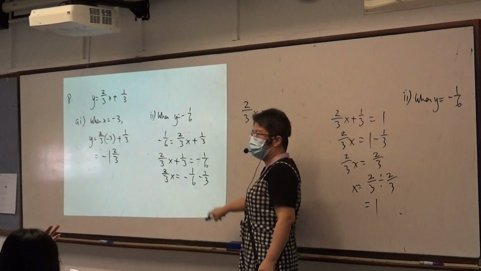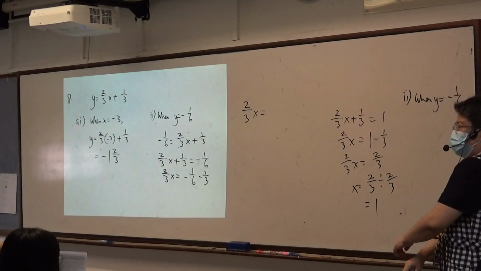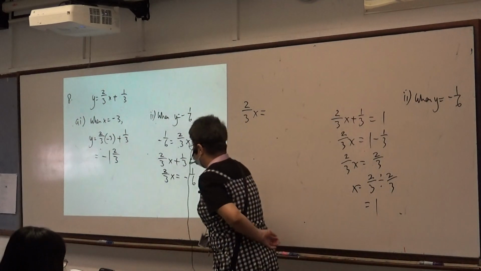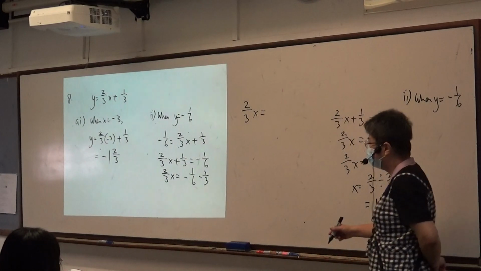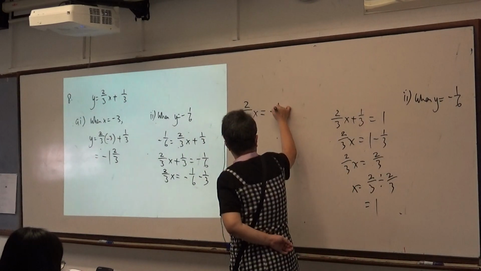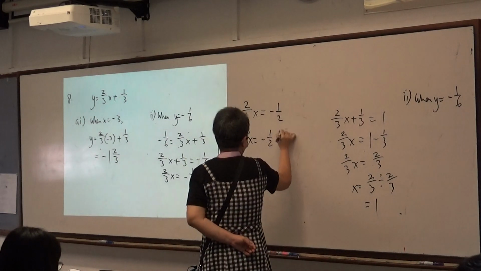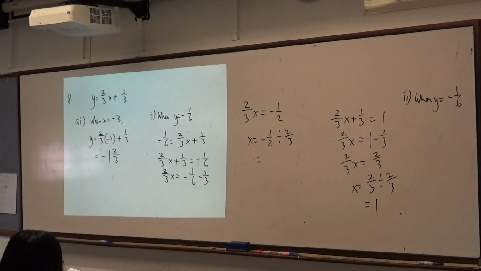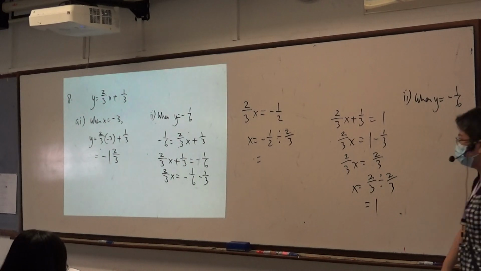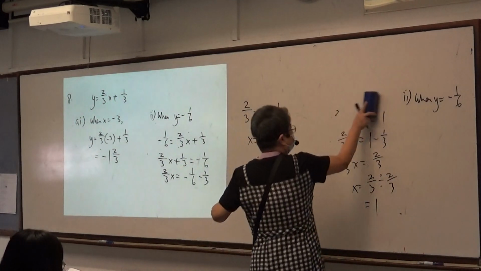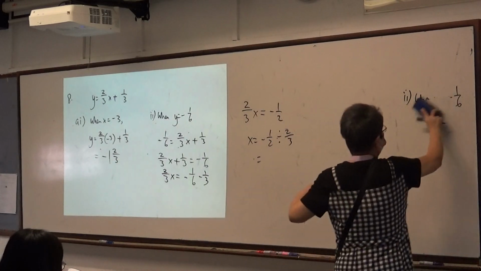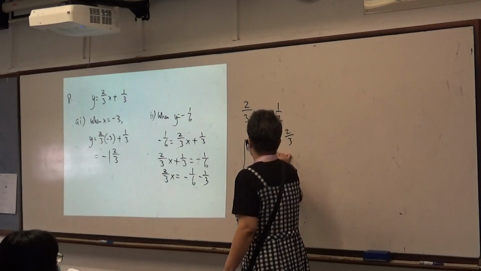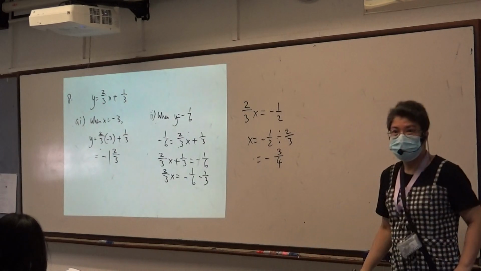So, x equals, can you keep this? What's the answer this side? Half or negative half? Negative half. So, x will be negative half divided by 2/3. Here, your calculator. What's negative half divided by 2/3? Negative what? 3 out of 4. Is this correct? Negative 3/4.